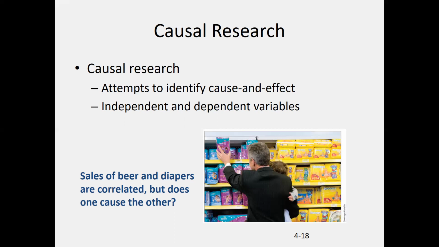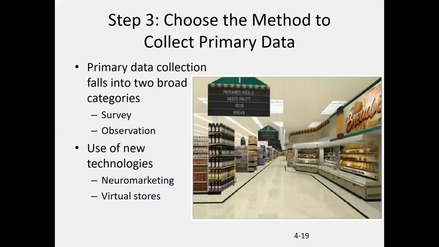So quick little example here. Sales of beer and diapers are correlated. They're related. On average, when more beer is sold, more diapers are sold. Does one of them cause the other? Just let you think about that.